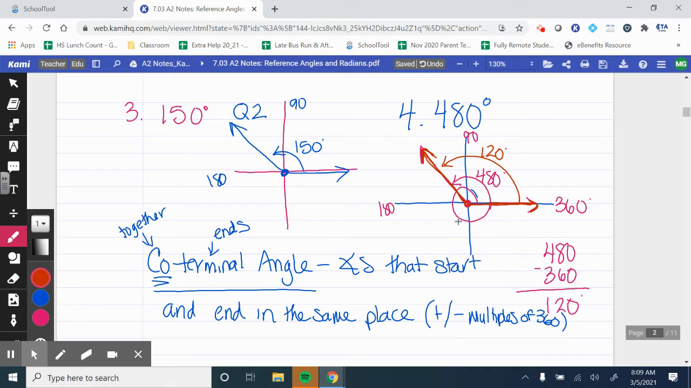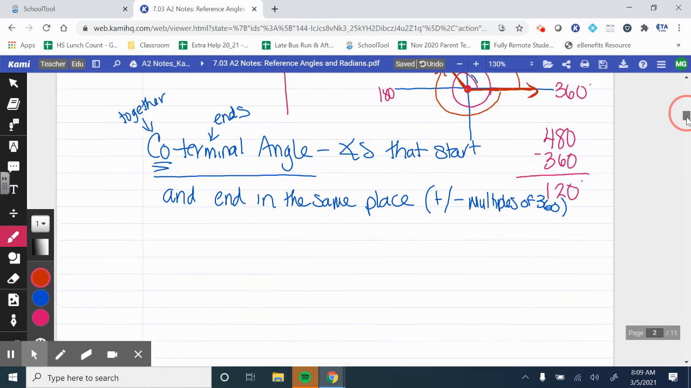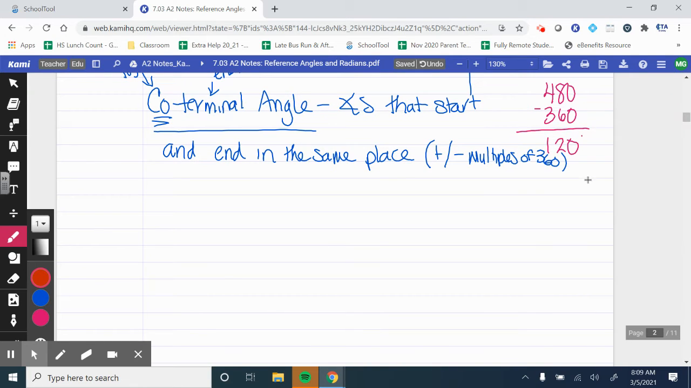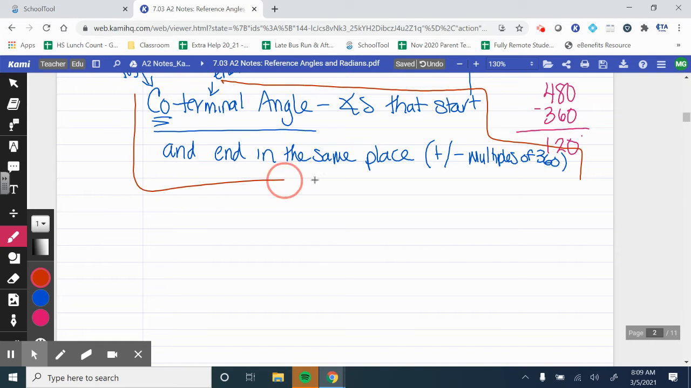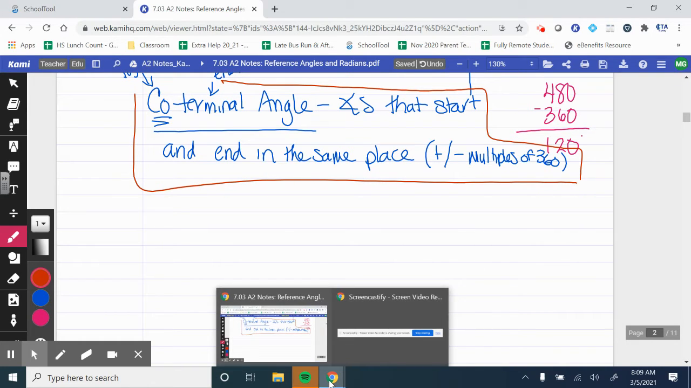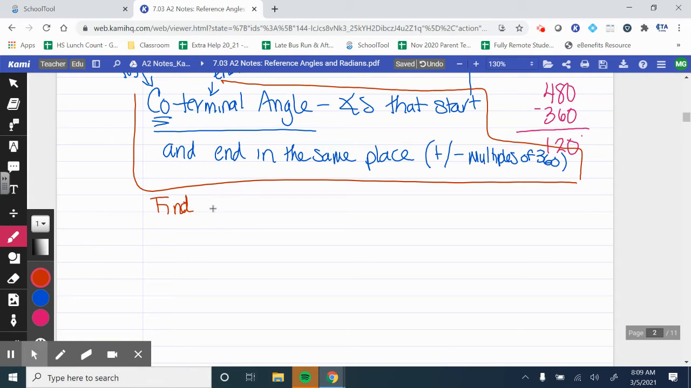I also could have gone around two 360s and then an additional 120. I also could have gone in the negative direction, and we'll talk about how to figure out what those angles are. So we have an infinite number of angles that start and end in the same spots. Okay, so for the next ones, I want to find a positive and negative coterminal angle.